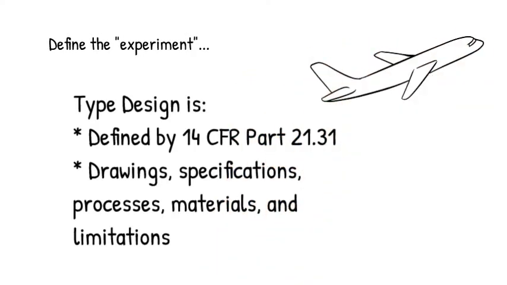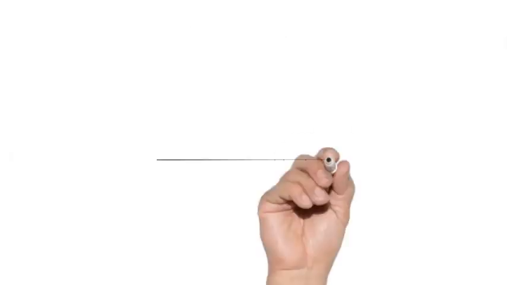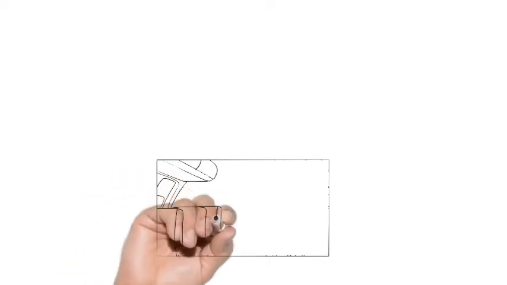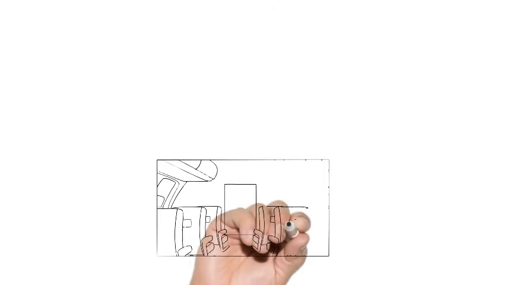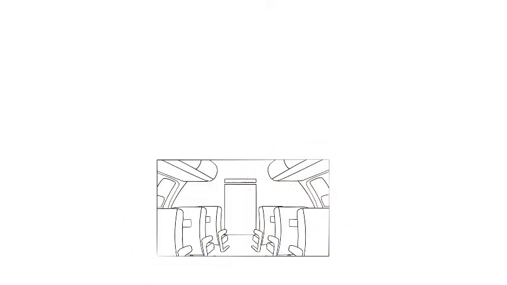Once type design is defined, you can figure out what needs to be tested, which is what an applicant does to show compliance to the applicable airworthiness regulations. But there is a bit more to knowing what the type design consists of. We also have to know that the parts, assemblies, installations, test articles, whatever we're working with, are built properly and actually match the defined type design.